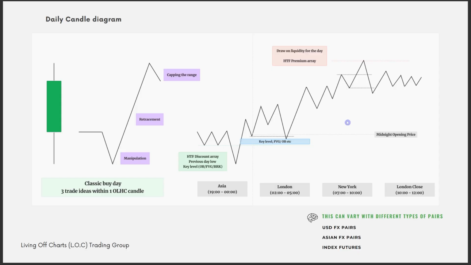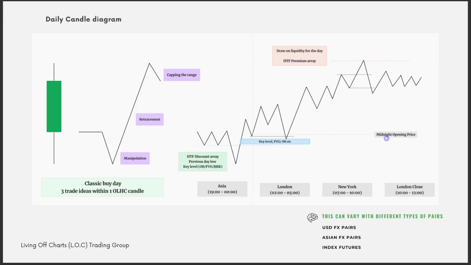So same thing as the weekly candle, there are still 3 trade ideas within one open, low, high, close candle. And like I said earlier, we had the Monday, Tuesday, Wednesday, etc. on the weekly candle. Now we can use these sessions over here: we have Asia session, London session, New York, and then also London close. These are all kill zones from ICT. Now, if we're focusing on that classic buy day, we want to see a manipulation first. That tends to happen in London session. We want to see an accumulation phase in Asia, and then London manipulating into a key level and then an expansion higher.